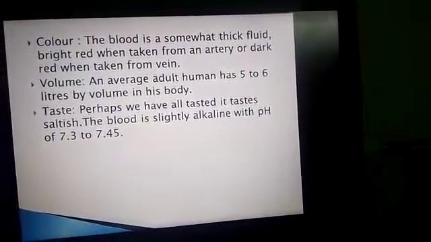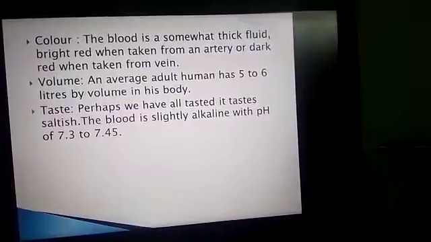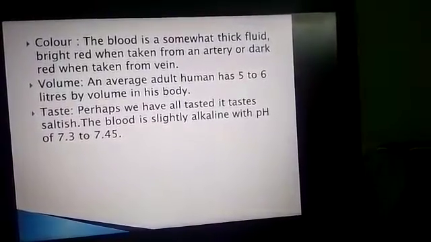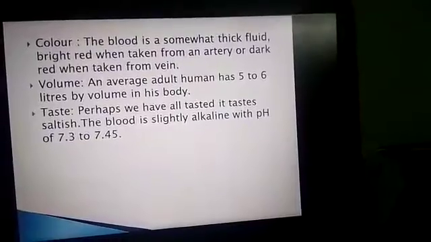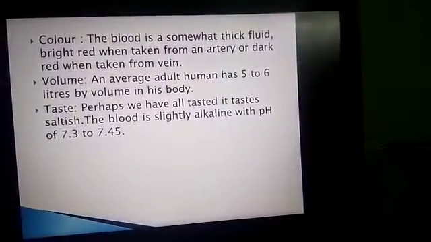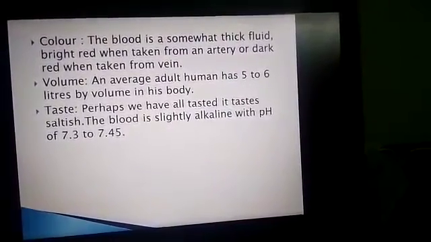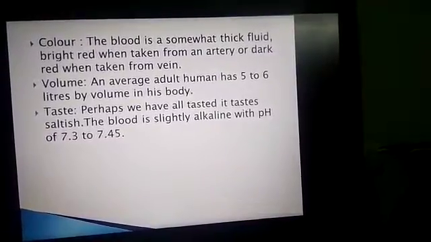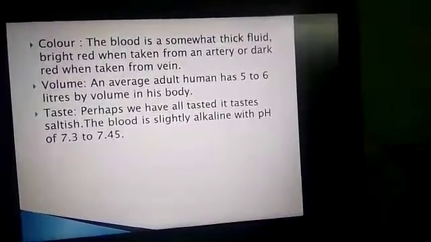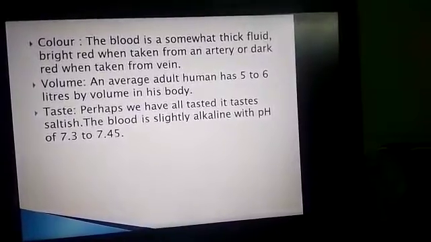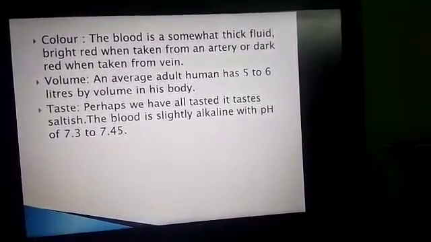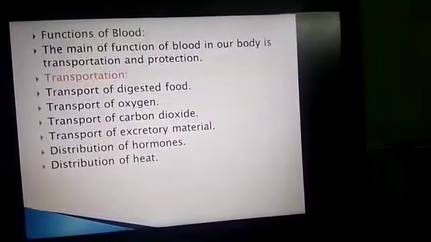And volume. An average adult human has 5 to 6 liters of blood by volume in the body. And taste. We all have tasted it, right? It tastes saltish. The blood is slightly alkaline, because the pH of blood is 7.3 to 7.45.